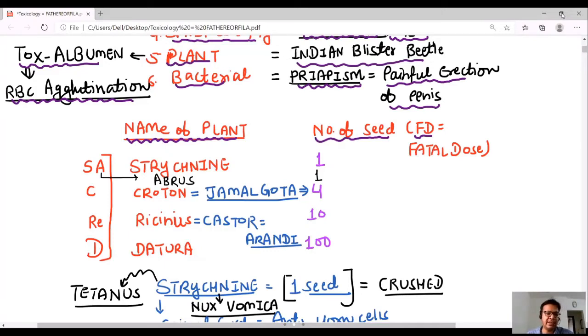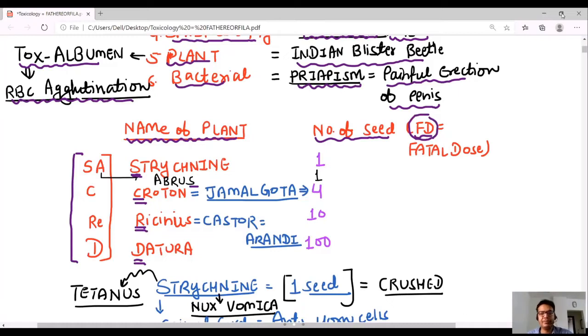Now, Doctor, what is the trick? I just made a very simple trick. Sacred games. C for strychnine, A for abrus, C for croton. These are the names of plants. R for ricinus and D for datura. Number of seeds as a fatal dose.